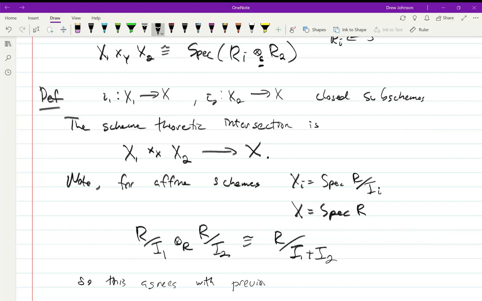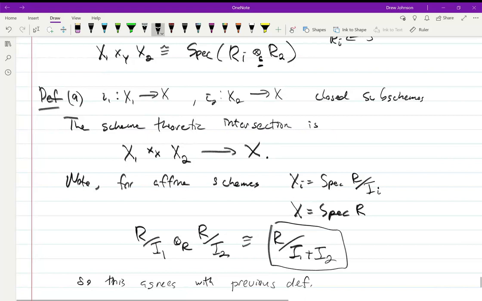All right, so I think earlier we said that the intersection of two affine subschemes should be just the spectrum of this ring here, and so that agrees with this fiber product definition as well. All right, so that's definition A.